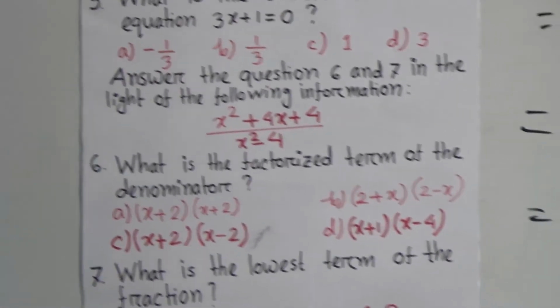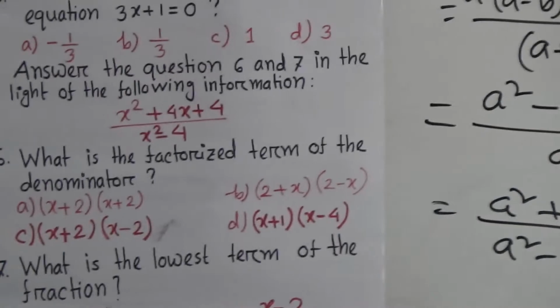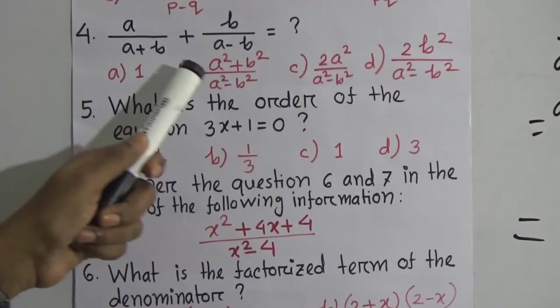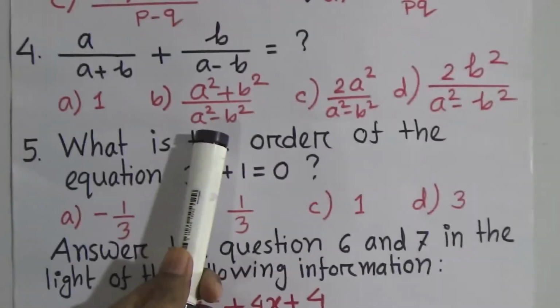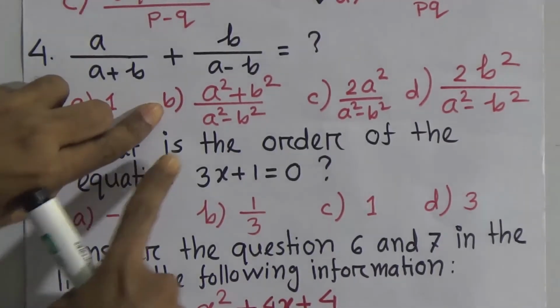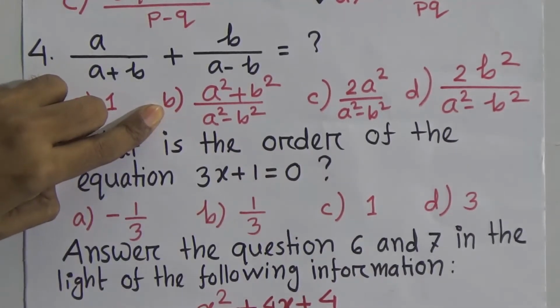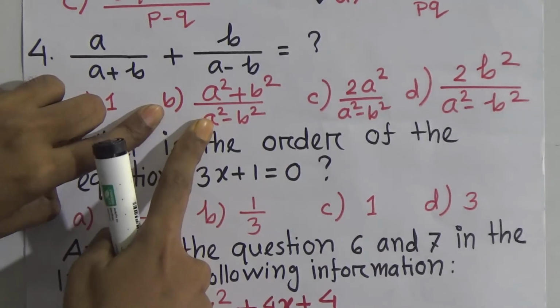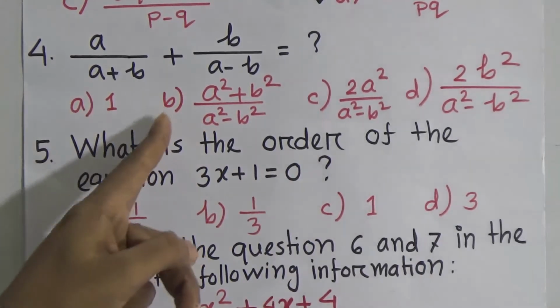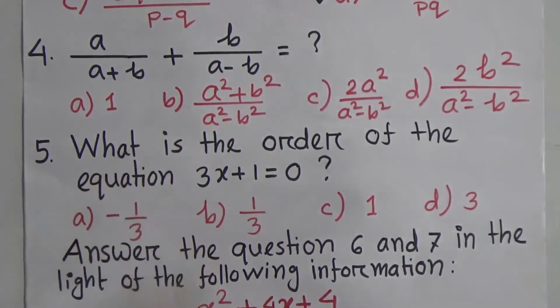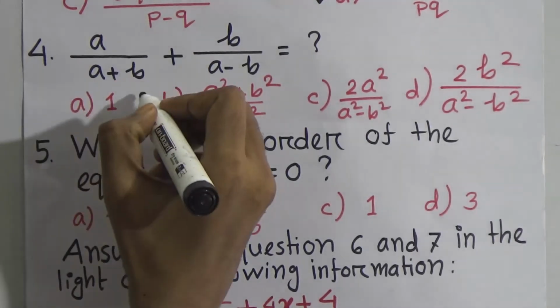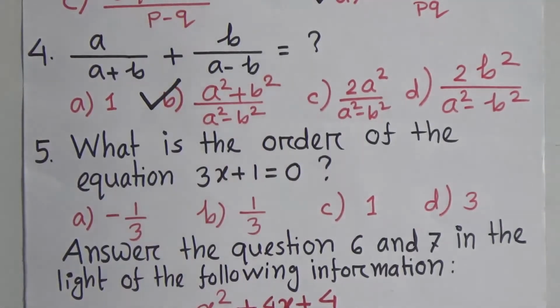Now see among the options, which one is the correct one? You see option A is 1, no. Option B is A square plus B square by A square minus B square, and our simplification result is the same. Therefore we can say B is the correct answer. So you give a tick sign in B.